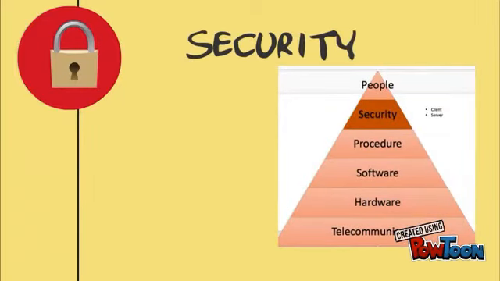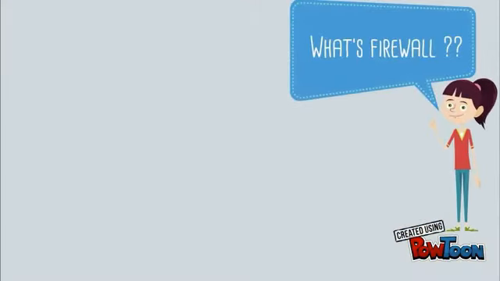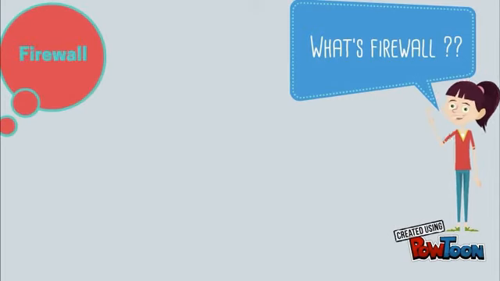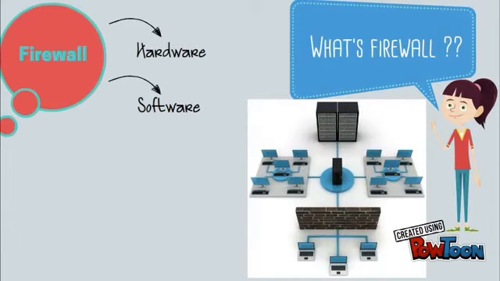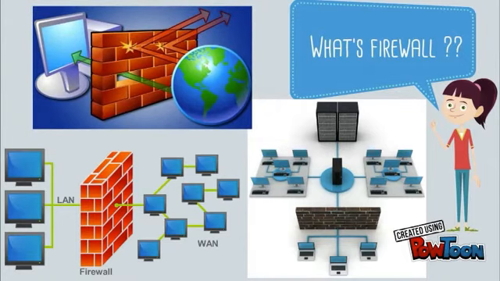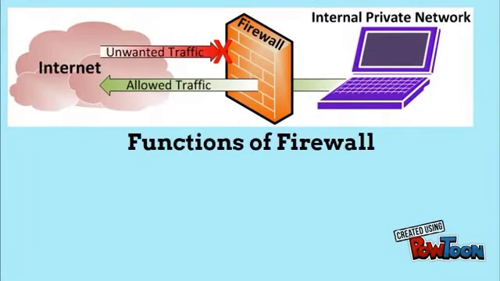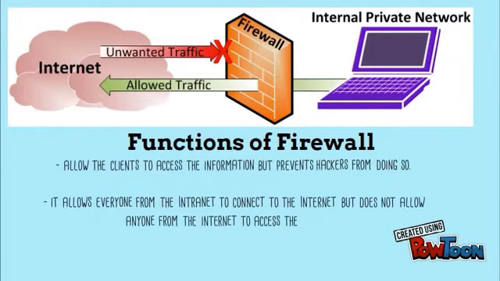And now we will talk about the fifth component of the pyramid, which is security. So, what is firewall? It is a device or set of devices designed to permit or deny network transmissions based upon a set of rules and is frequently used to protect networks from unauthorized access while permitting legitimate communications to pass. Functions of firewall. It allows the clients to access the information but prevents hackers from doing so. Also, it allows everyone from the intranet to connect to the internet but doesn't allow anyone from the internet to access the intranet.